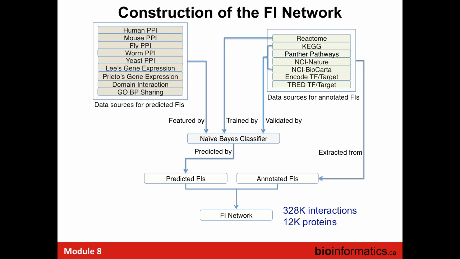Then we use that as a training set, and we use a naive Bayesian classifier to create a second data set called the predicted FIs. The predicted FIs are based on human protein-protein interactions, modeled interactions from a variety of different organisms, gene expression data, gene co-expression data, I should say, protein-protein domain interactions, and genes that share co-biological processes. Ultimately, we have two data sets, the annotated FIs and predicted FIs. When you combine them, you have this huge hairball of a network with 328,000 interactions, which encompasses over 12,000 proteins.